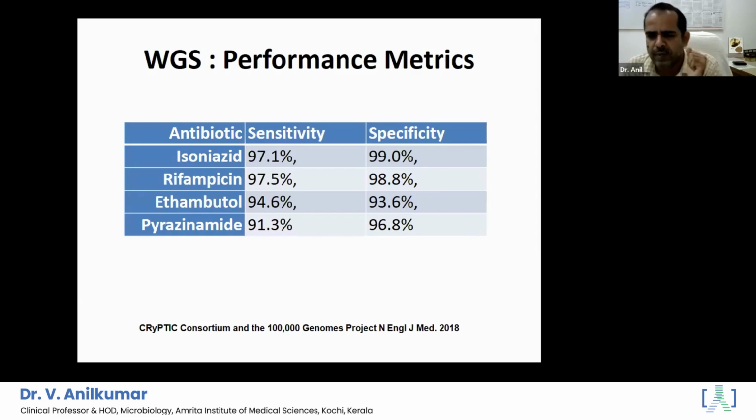Ethionamide has poor specificity because usually whole genome sequencing picks up the inhA mutation to look for ethionamide resistance. But there are many other genes that are responsible for ethionamide resistance that may not be looked into. They don't have data about whether it confers phenotypic resistance. So data is lacking. As a result, ethionamide has poor specificity and sensitivity.